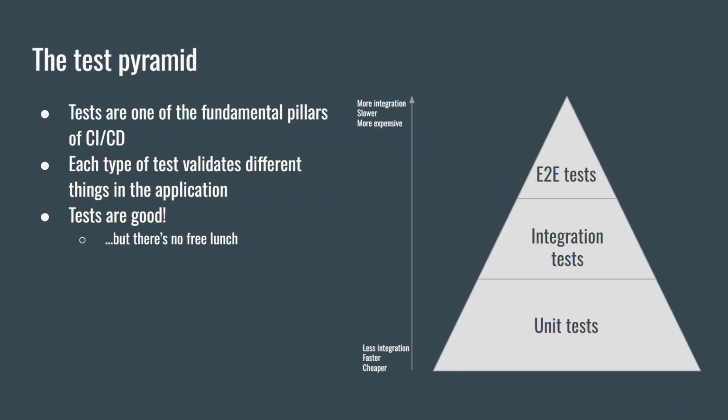You probably know this one. This is the test pyramid. As you all know, tests are one of the fundamental pillars of CI/CD. We have to make sure that when we implement new features or change existing features, that it's covered by tests so that we don't break anything and the system actually performs the way that we expect it to.